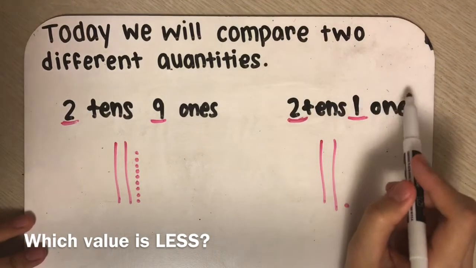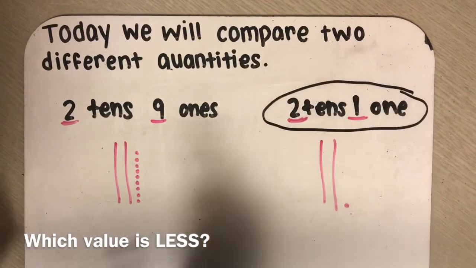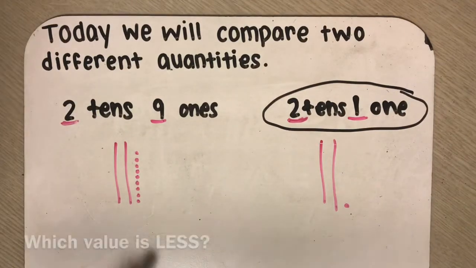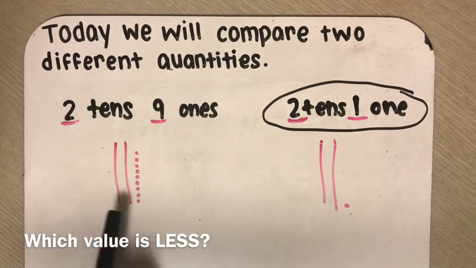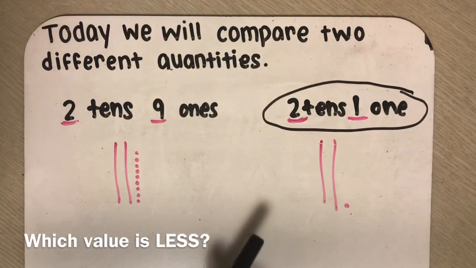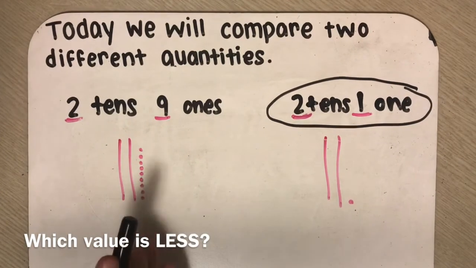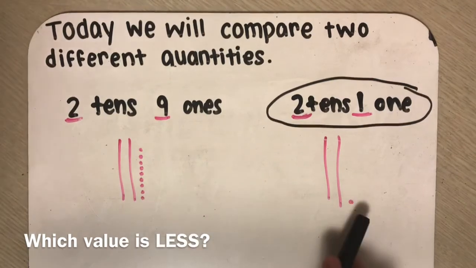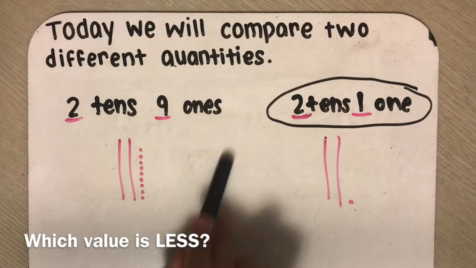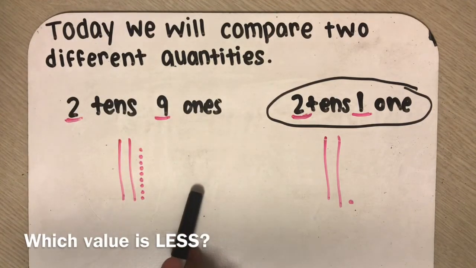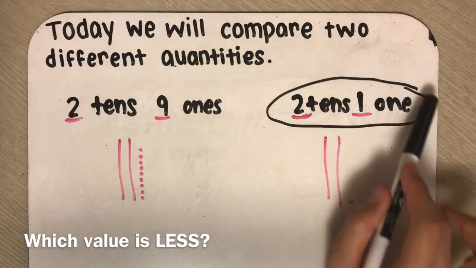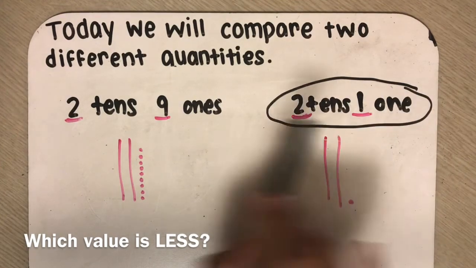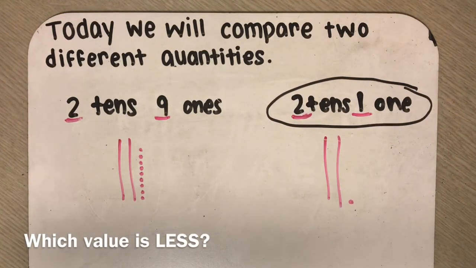If you said 2 tens and 1 one, you are correct. In both of these numbers, they have the same amount of tens. However, this number has 9 ones, and this number only has 1. So we know that this side is much greater than this side. This shows us that 2 tens and 1 one is less than 2 tens and 9 ones.